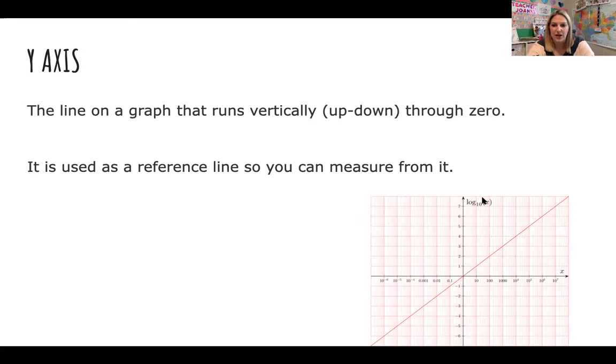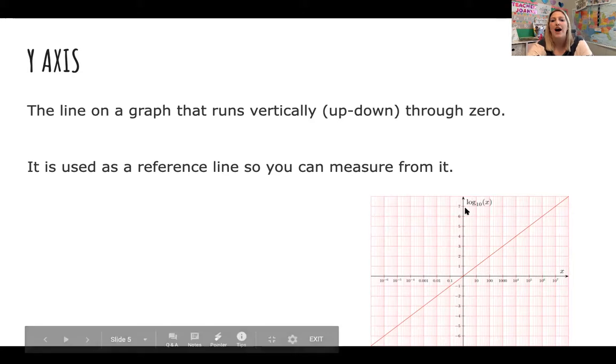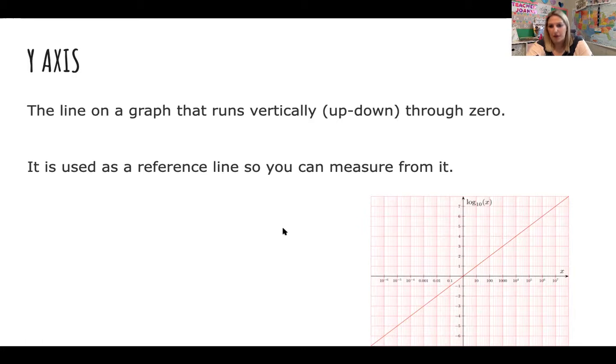So you can even see on this chart here, we have the x-axis right here going horizontal, and then you have the y-axis going up and down. It is used as a reference line so you can measure from it. Again, maybe you're plotting some points, but you usually need to have something on the x-axis and the y-axis wherever they meet.